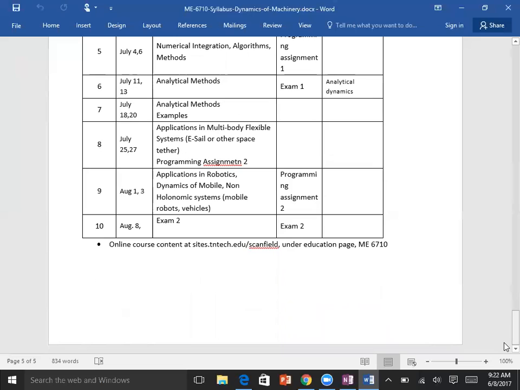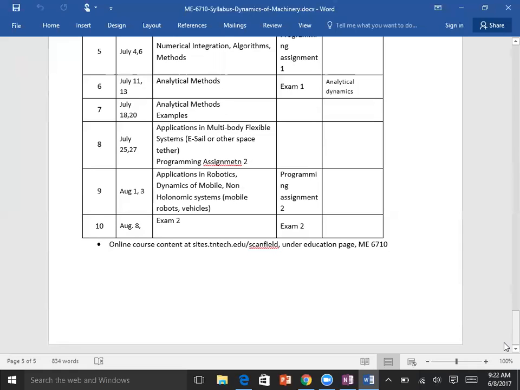One is a multi-body and some flexible system. I'm working this summer on another E-sail. I'm working with NASA on an E-sail problem. It's another tether dynamics problem, and so I thought that would be a nice one that we could review together. I'm also doing some experiments on the flat floor, so maybe I'll even have a little data that we could build a model and compare it to.